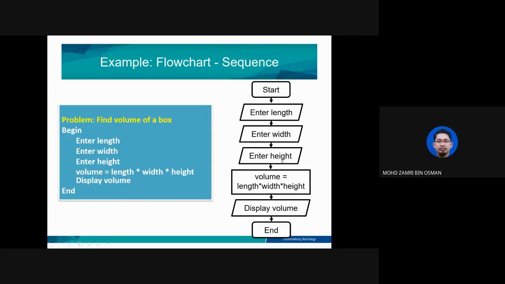These three are inputs, and then we have a rectangle shape that represents the calculation or the process for this algorithm. To display the volume, we also use the parallelogram because it is the same shape as the input. And then we wrap the input, process, and output with a start and an end shape.